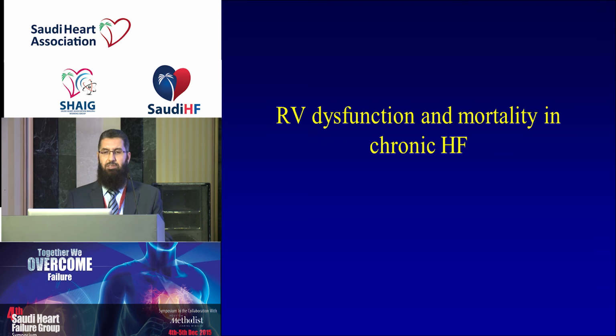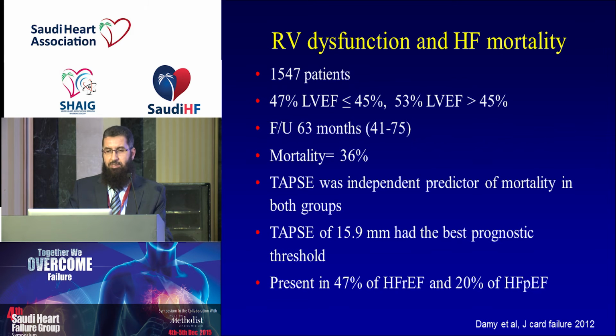Now, does RV dysfunction portend an increase in mortality? Yes. This study from Damy et al., from England, included more than 1,500 patients with HFrEF and HFpEF, followed for a median of 63 months, with an interquartile range of 41 to 75 months. The mortality rate in this patient group was 36%. TAPSE was an independent predictor of mortality in both groups. TAPSE, by the way, is the tricuspid annular plane systolic excursion, which is the movement of the tricuspid annulus during systole and diastole. The best cutoff from the ROC curves was 15.9 millimeters, just below the cutoff for normal RV function according to the American Society of Echocardiography of 16 millimeters. And interestingly, the prevalence was high in this patient group.